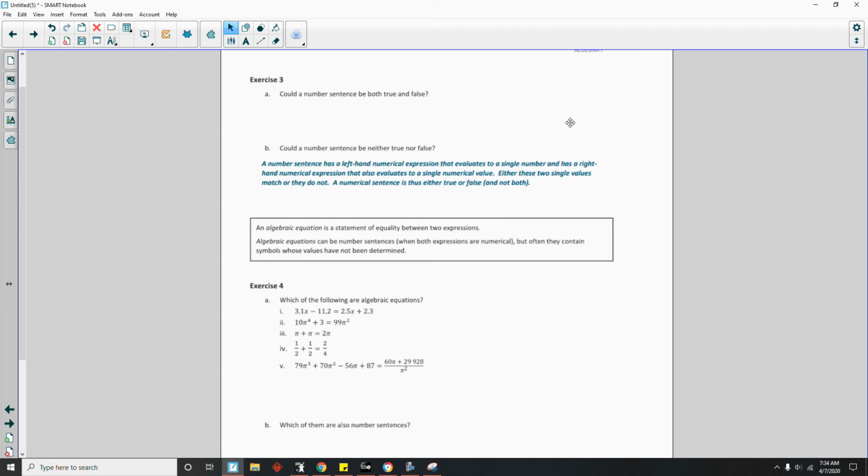A number sentence has a left-hand numerical expression that evaluates to a single number and has a right-hand numerical expression that evaluates to a single numerical value. Either these two single values match or they do not. A numerical sentence is thus either true or false, and not both. But it has to be one of the two. So A and B is definitely true or false, but it can't be neither and it can't be both.